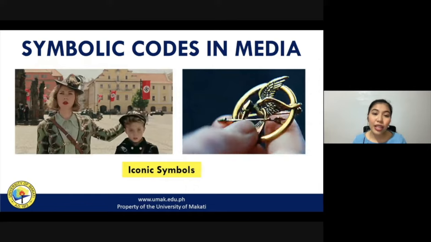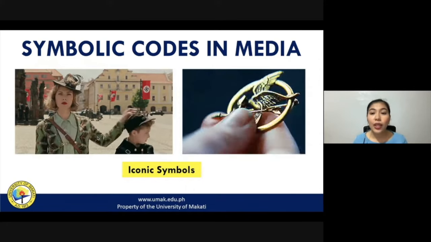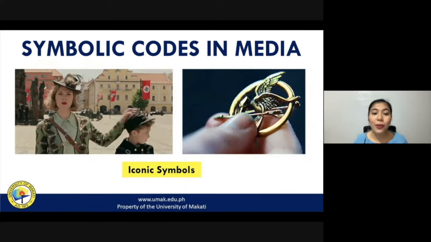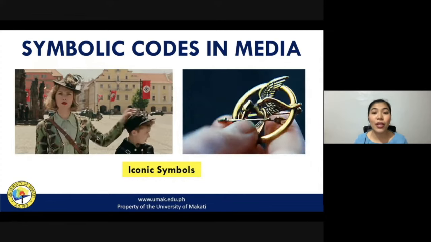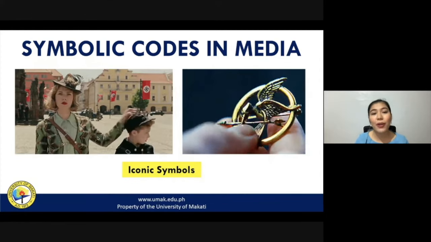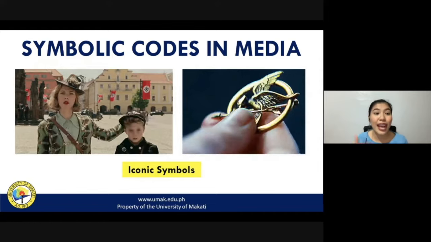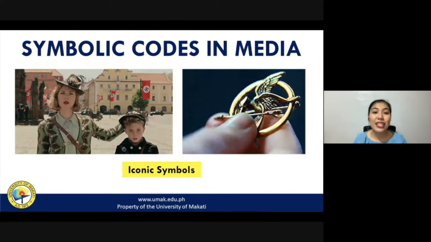Iconic symbols integrated into scenes, into character development could also be considered as symbolic codes in media. So take for example, in the first picture, you would see that behind the characters, you would see the Nazi symbol.